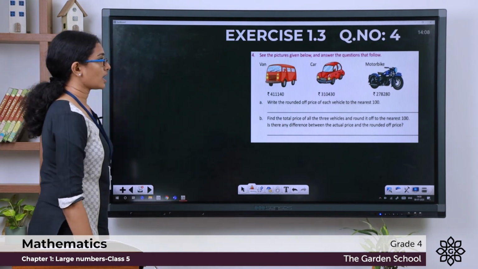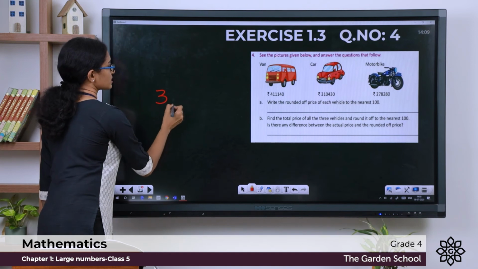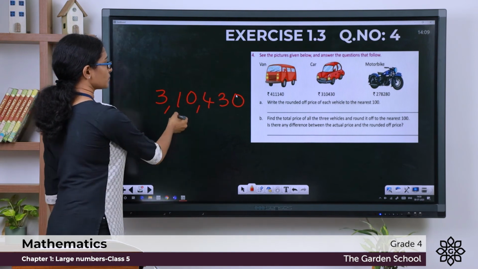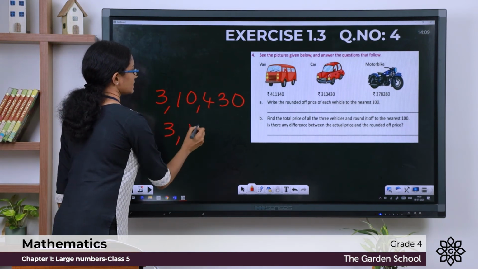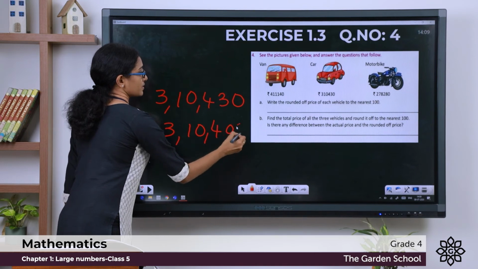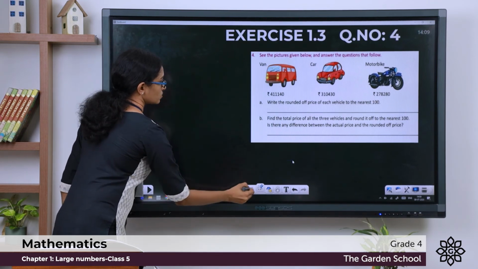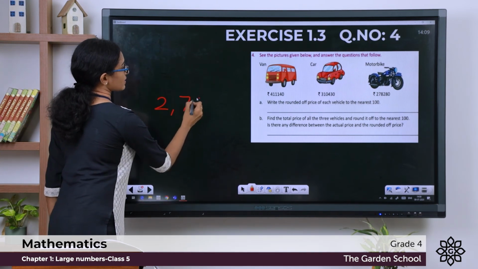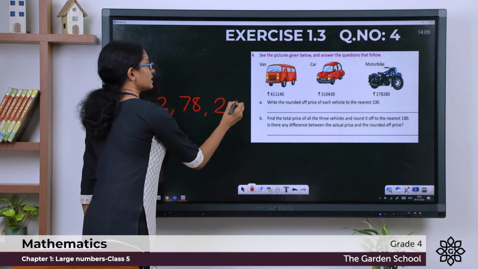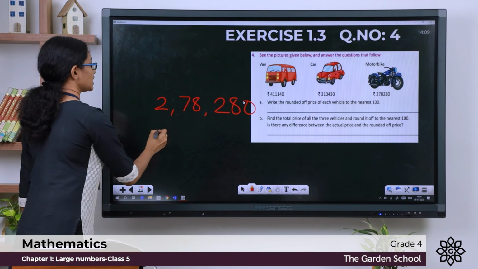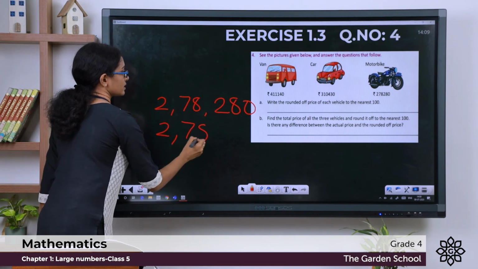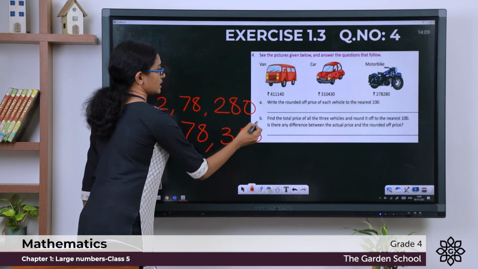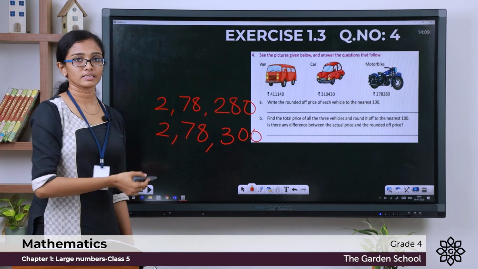So what about the price of car? The actual value is 3,10,430. Rounding up to the nearest 100 will give you 3,10,400. Now the third vehicle, the motorbike, the actual value is 2,78,280. Rounding off will give you 2,78,300. So I hope your answers are correct for part A.